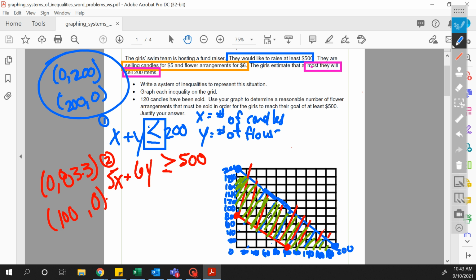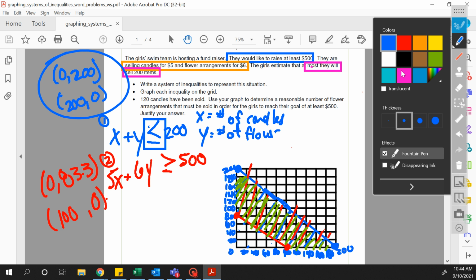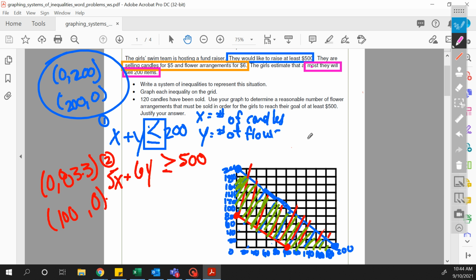So I can use this information to now answer the third part. 120 candles have been sold. Use your graph to determine a reasonable number of flower arrangements that must be sold in order for the girls to reach their goal of at least $500. Justify your answer. As long as I find an ordered pair inside the double shaded region, then it will satisfy both of these equations.